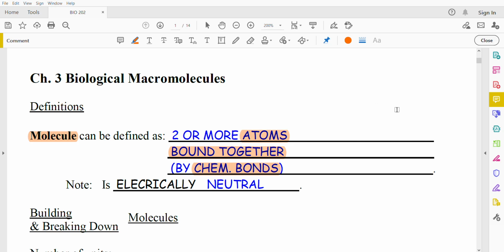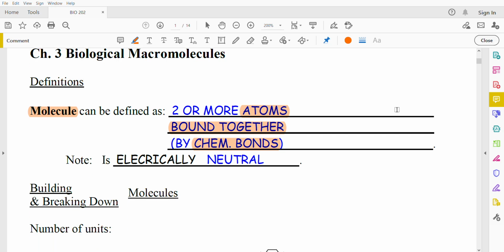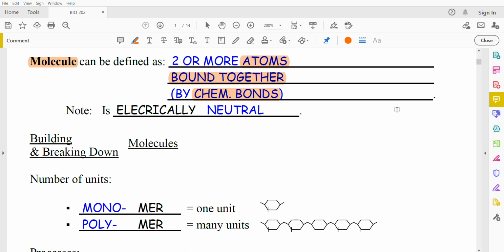Another thing that we saw is that the molecules we had a look at initially were typically electrically neutral. As the introductory part, or kind of setting the scene, we also had a look at 2 ways of building and breaking down molecules. Before we did that, we had to highlight an important concept, that there are different numbers of units that we can have for a molecule.